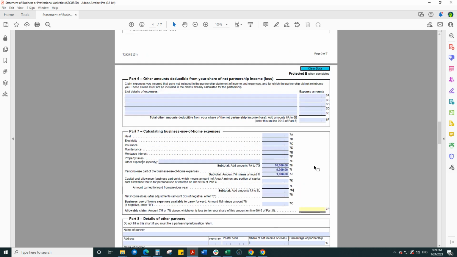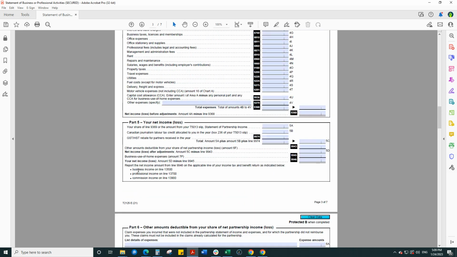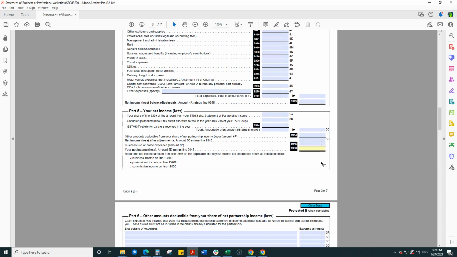So this number here is going to come up to be deducted. You can see here amount from 7P, so that's going to go here. So it would be $1,000, or if you had a loss last year, maybe it'd be $2,000, whatever. But anyways, that's going to carry up to here. It's going to be a deduction for you, and then this net income here is going to get reported on your personal tax return as your net income. So you can see where it tells you to put that.